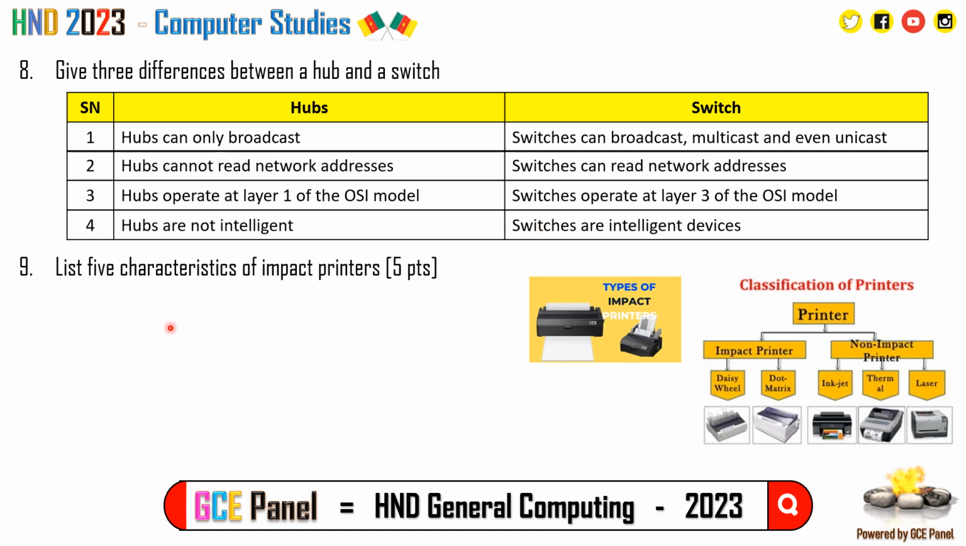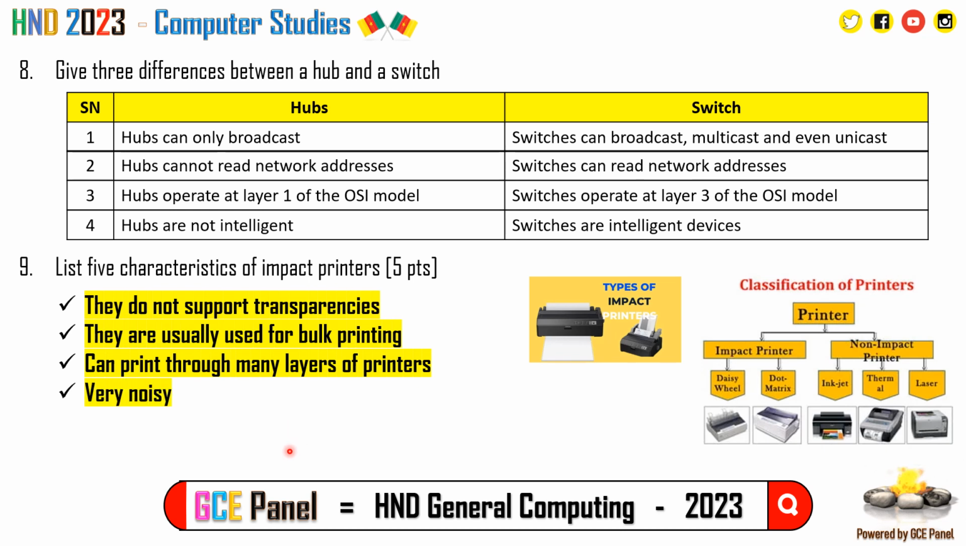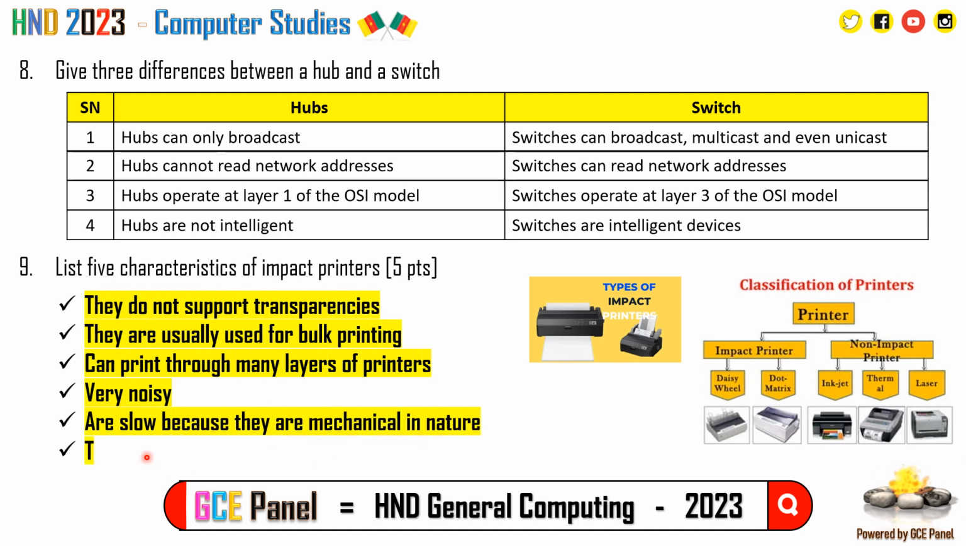Let's give the 5 characteristics of impact printers. They do not support transparencies. That's the first one. Second, they are usually used for bulk printing. Thirdly, they can print through many layers of papers. Number 4, they are very noisy. They are also very slow because they are mechanical in nature. They are measured in characters per second, CPS.